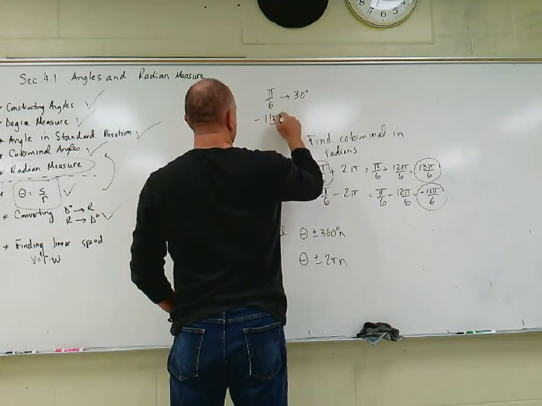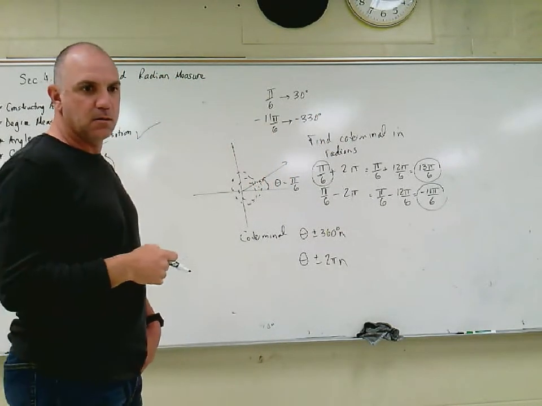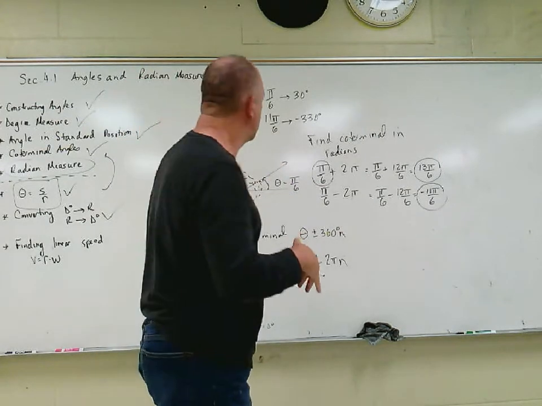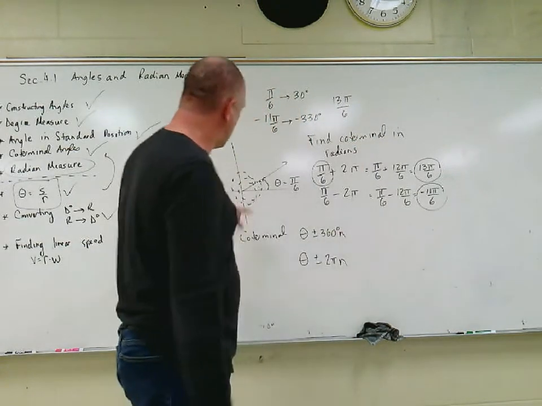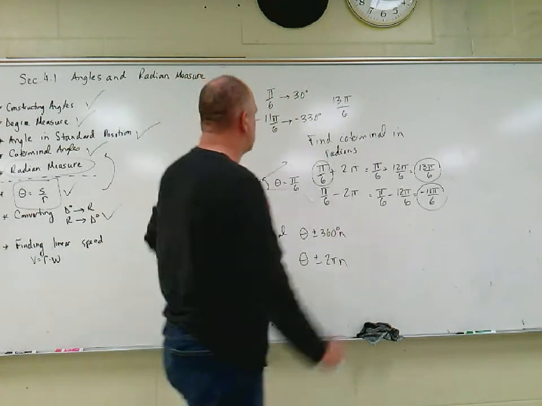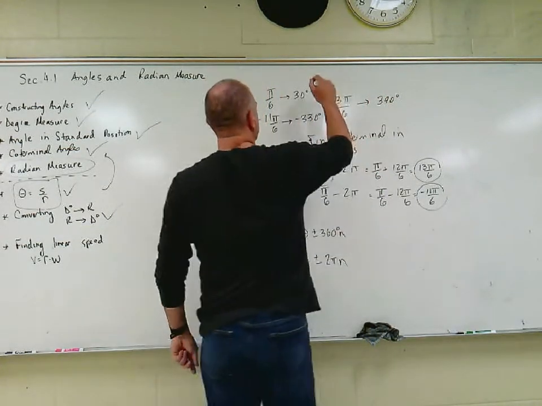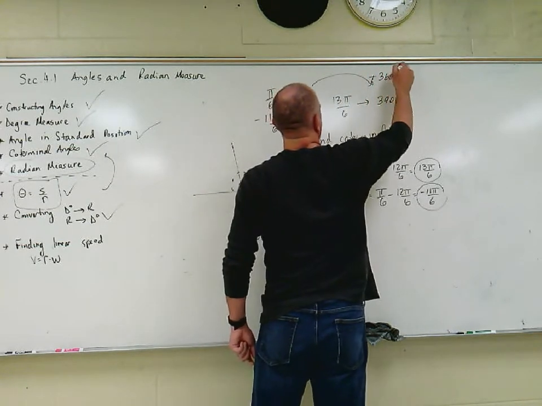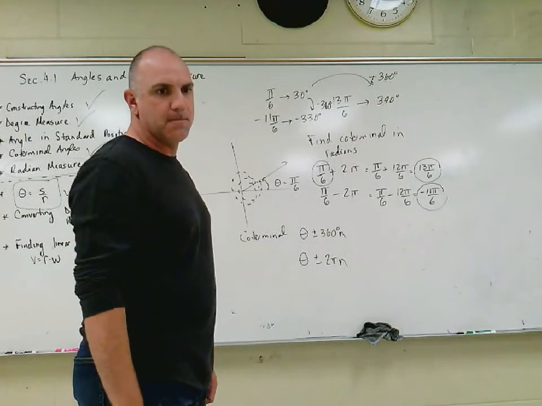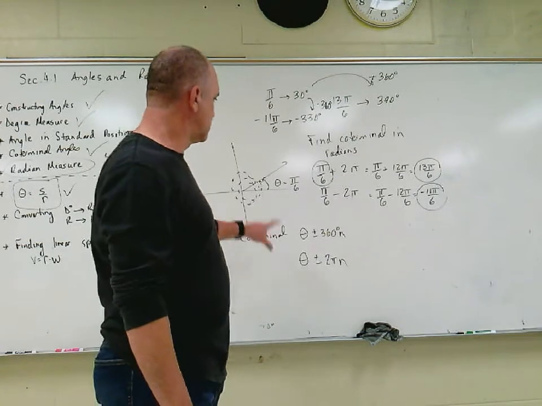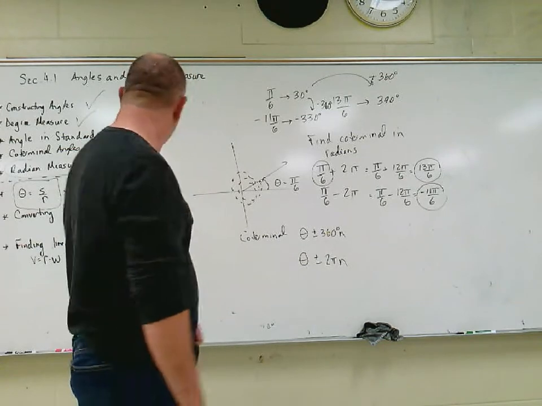Negative 11 pi over 6 is negative 330. All I'm doing is multiplying by 180 over pi in my head. And then 13 pi over 6, well, let's think, what should that be? If this is 30, and we add 360, 13 pi over 6, if you convert it, is 390. So add 360, we get 390. Subtract 360, you get negative 330. So there you go. If you want to keep everything in radians, you add or subtract multiples of 2 pi.